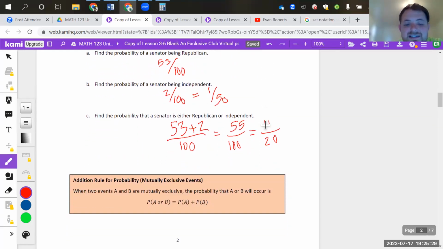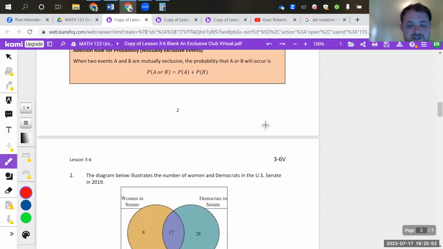If something is mutually exclusive, when it's the probability that A or B will occur, essentially you just add each probability together, which you'll see in a second here. So we'll come back to that in just a second.